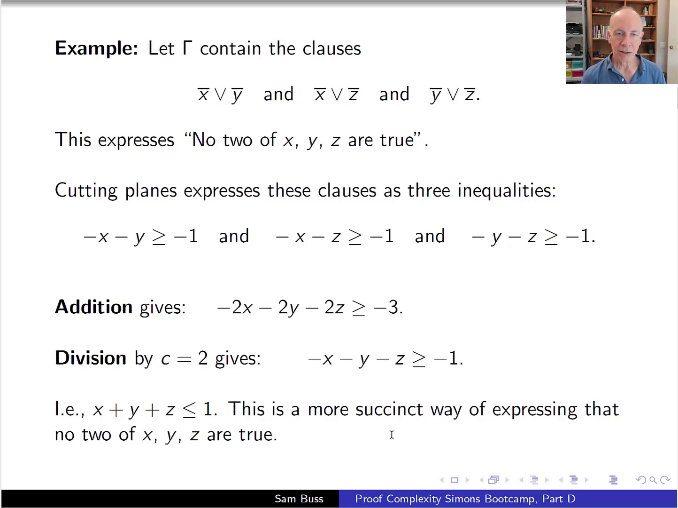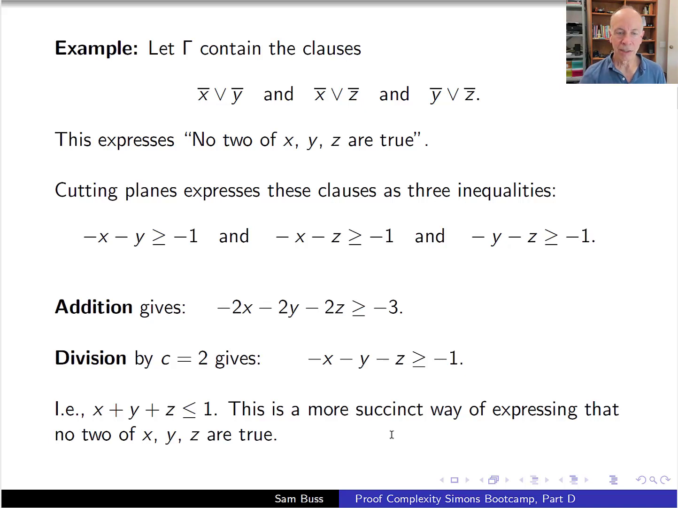So first of all, these three clauses turn into inequalities. The first one is minus x minus y greater than or equal to minus 1. In other words, because 1 minus x plus 1 minus y is greater than or equal to 1, we get the first inequality. And similarly, the second one is minus x minus z greater than or equal to minus 1. And the third one is minus y minus z greater than or equal to minus 1.